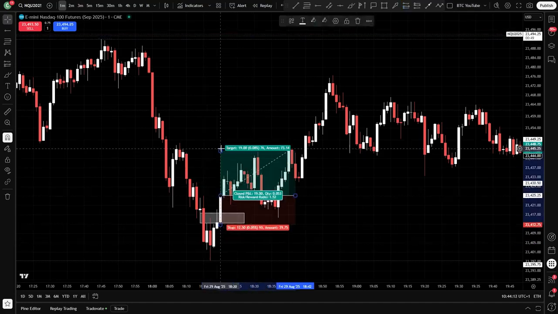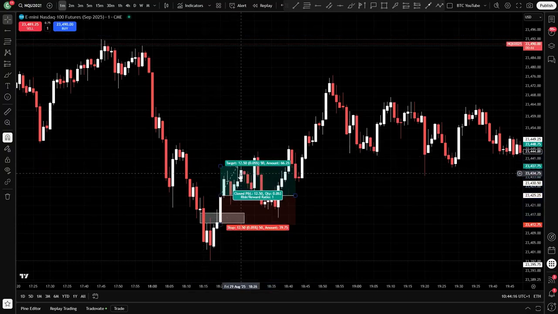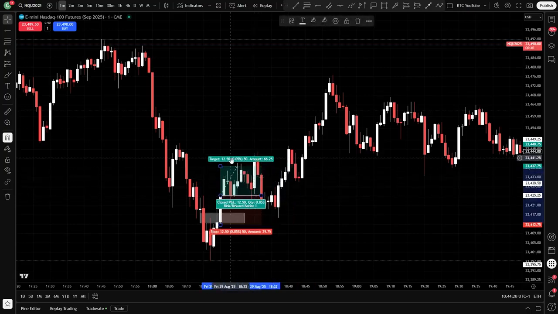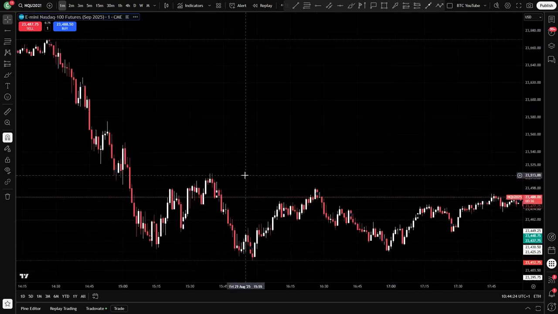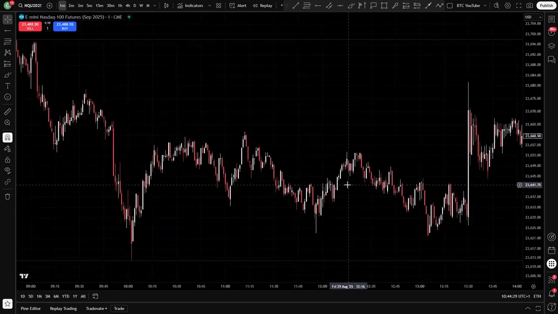Targeting a 1-for-1. 1-for-1 would have got hit in the space of around what we're looking at here, 4 minutes. And then I would have got break even on the rest here, as you can see, because I would have gone break even after scaling half, but that's completely fine. Still another good trade. Very, very clear, and obviously very, very obvious to spot as well.